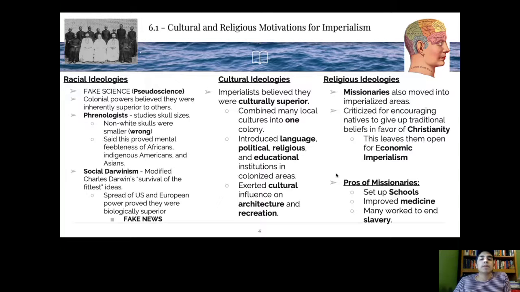There are cultural ideologies, this belief that their culture is superior. There's a fascination with their language. For example, in the places that France colonizes in Africa, there's this belief that teaching these people to speak French is good, that French is a superior language than whatever language they're speaking, and it's more logical. There's all kinds of stuff like that. There are religious ideologies, again, the need to convert people to Christianity.